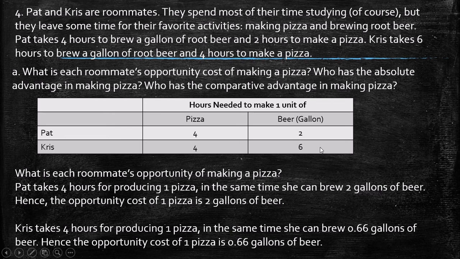What does it mean? Because she takes 6 hours for 1 beer. So we are talking about 4 hours, so it will be 4 divided by 6, which is 0.66, because in just 4 hours she doesn't finish 1 gallon of beer. She just arrives at 0.66 gallon of beer. Hence, the opportunity cost of one pizza is 0.66 gallons of beer.